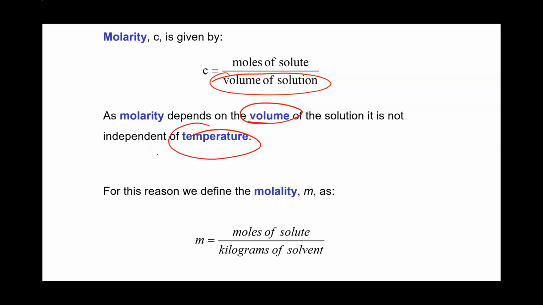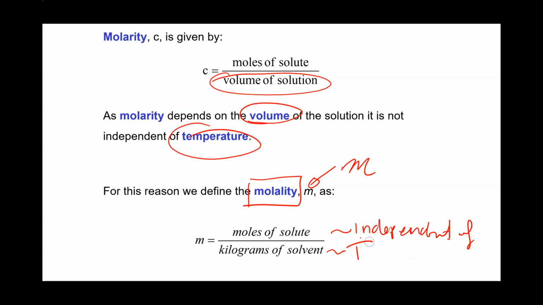So for that reason, we define a system of concentration called the molality, which we give the symbol lowercase m, and molality is equal to the moles of solute per kilogram of solvent, and both of these terms are independent of T. So molality is a unit of concentration that is independent of T, unlike molarity.